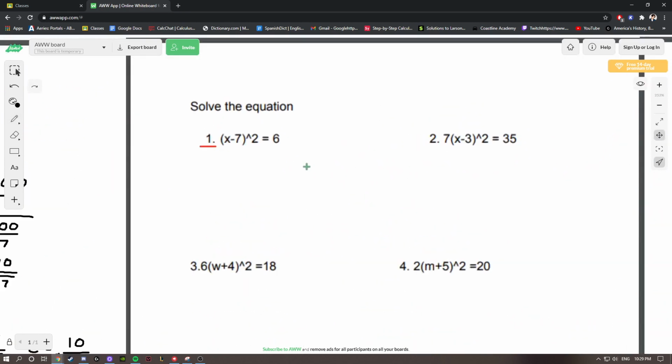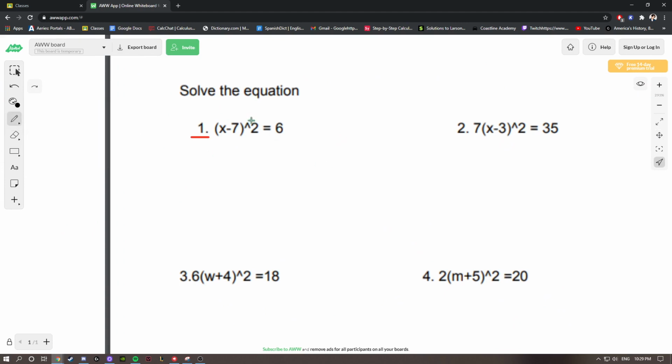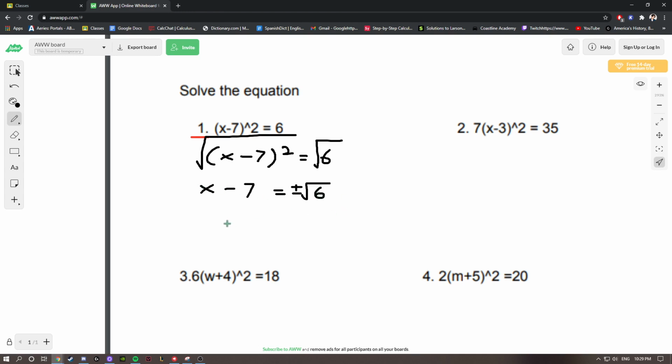Moving on. We're asked to solve the equation. We have x minus 7, the quantity squared, is equal to 6. In order to solve this, we have to get rid of this squared. How do we do that? We simply square root both sides, and this will get rid of the square, so we're left with x minus 7 is equal to plus or minus the square root of 6. Make sure you remember the plus or minus. And then to get x on its own, we get plus or minus square root of 6 plus 7.